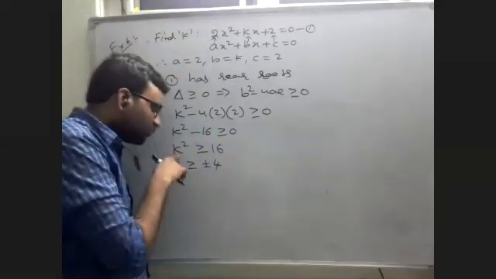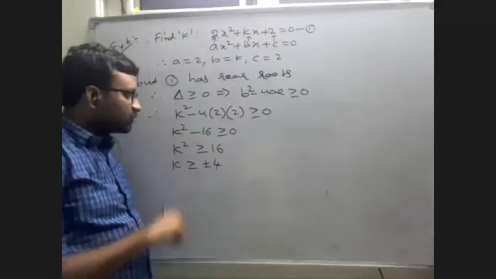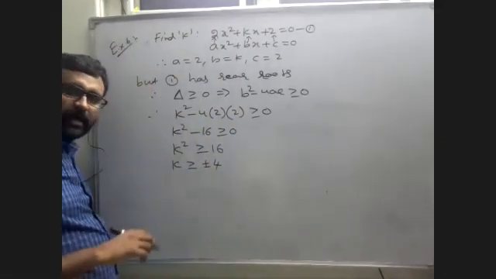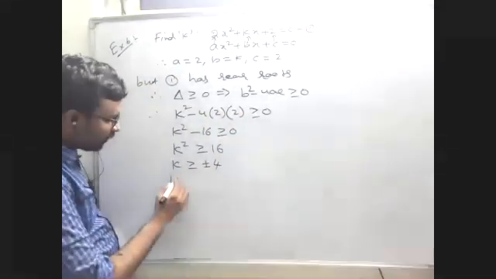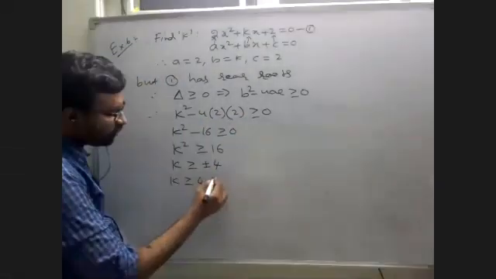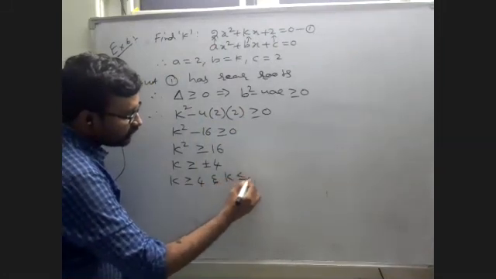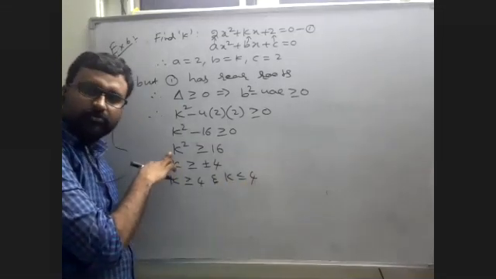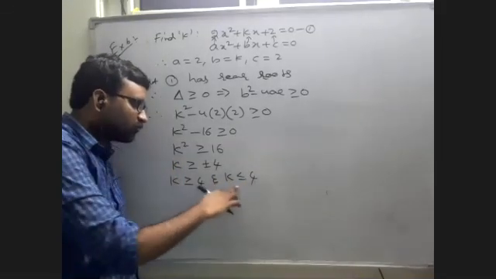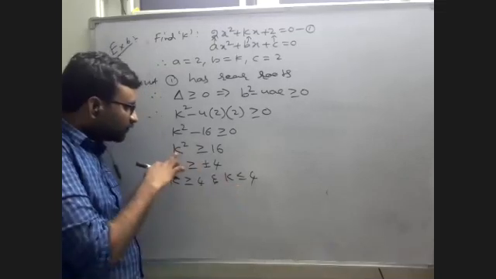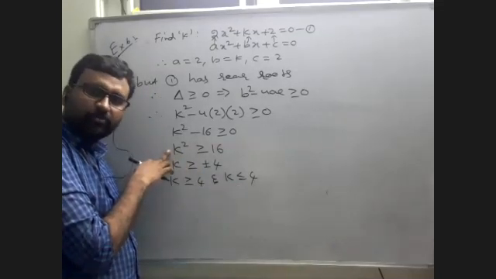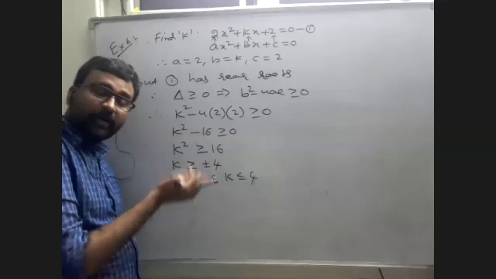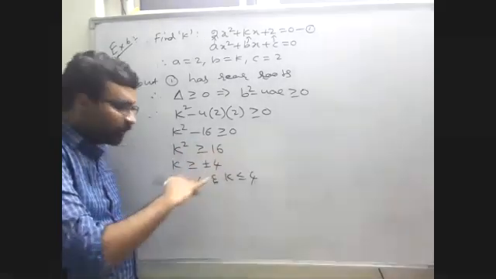Why? Because this is a quadratic equation, we should find two roots. So one is plus 4, one is minus 4. So we can write one value of k which is greater than or equal to 4 and another less than or equal to minus 4. Remember, if k square is positive, then you should write k greater than or equal to 4 and k less than or equal to minus 4. If the coefficient of k square is negative, then the value of k will lie between 4 and minus 4.